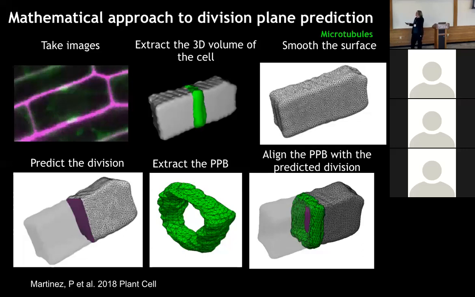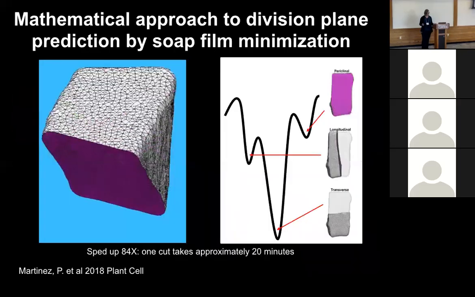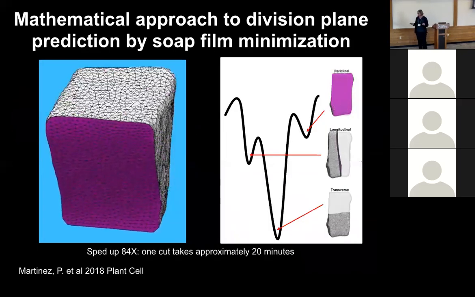But what we do first is we smooth the surface to be able to define this volume using a formula. That's critical for getting this to work. We want to describe the shape as a formula. And then using a process that's known as gradient descent or soap film minimization, we can predict the division. What we do after that, of course, is compare how well the preprophase band lines up to the predicted division. So let me show you. It works, okay, great, good news.